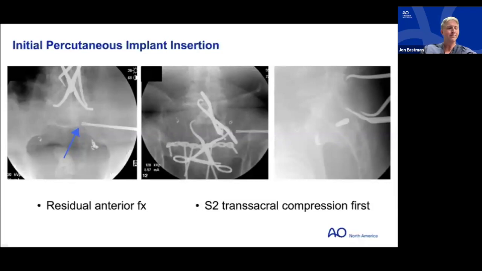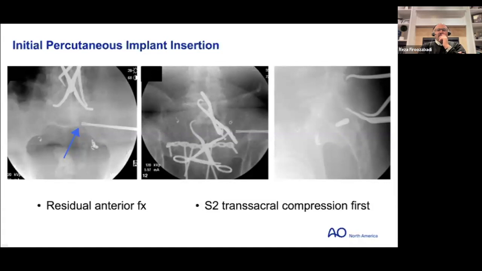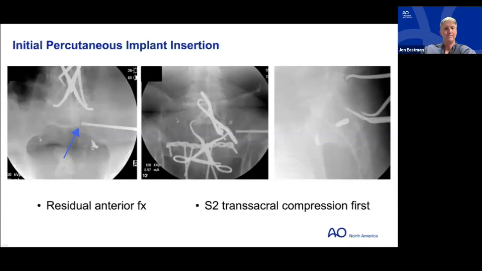Any thoughts on that, you guys? Yeah, so that's a really good point in regards to the S2 screw. If you're going to put that in and you're not going to be able to see your sacroiliac indentation at S1, I think that's critical and really important.